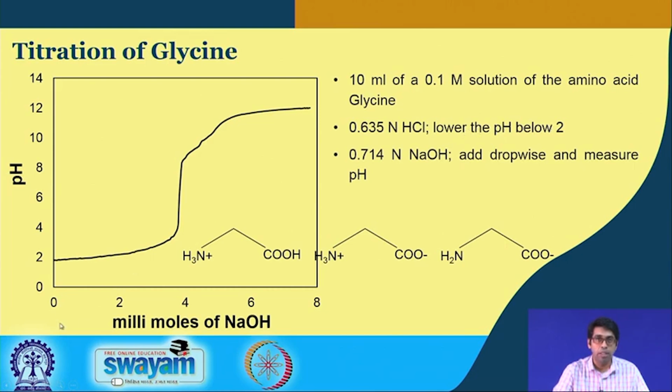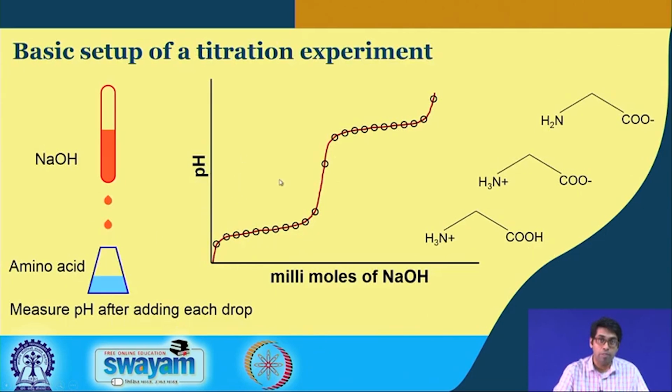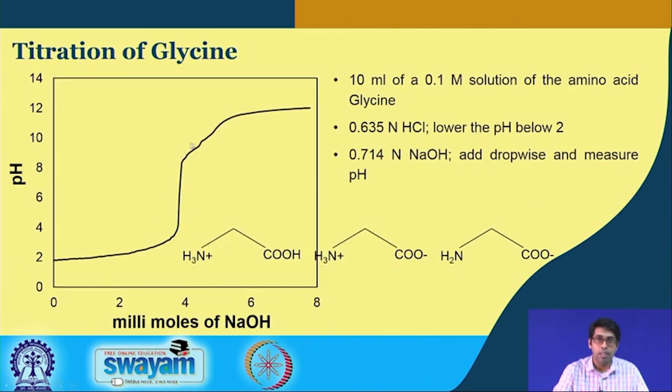So, you will see that we are starting somewhere just below 2. This was roughly around 1.8, and then he performed the titration using 0.714 normal sodium hydroxide. He added it dropwise and measured the pH. So, as he added sodium hydroxide dropwise, the pH changed in this fashion. This is very similar to the titration curve that we saw in this slide, except in this region something else is happening.